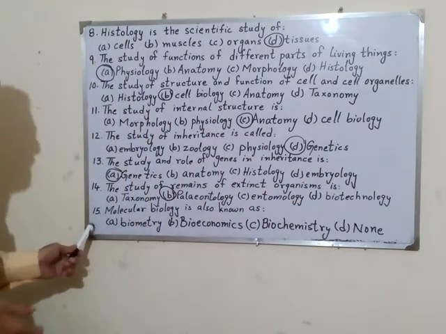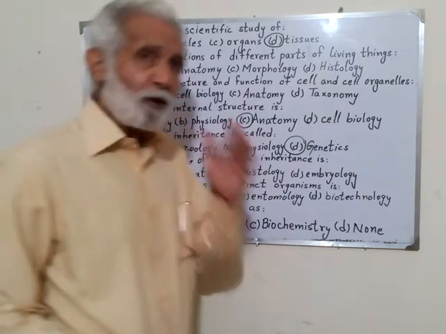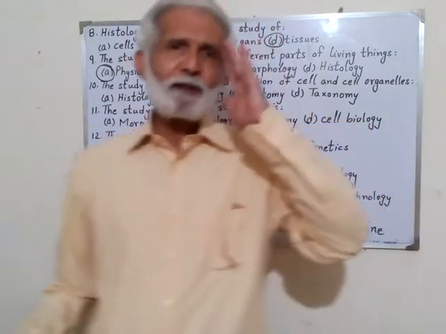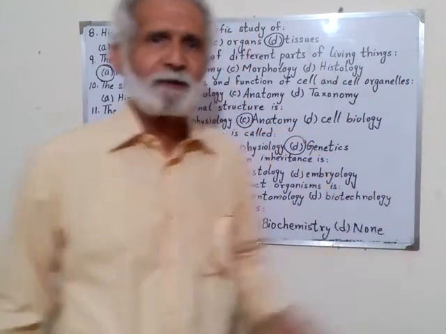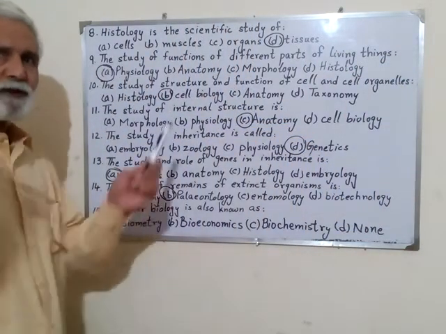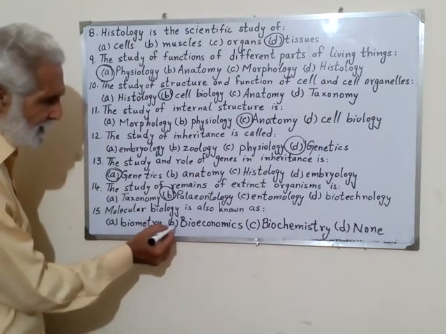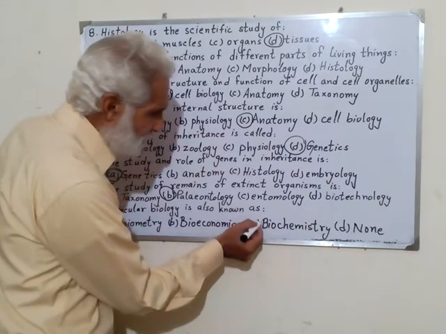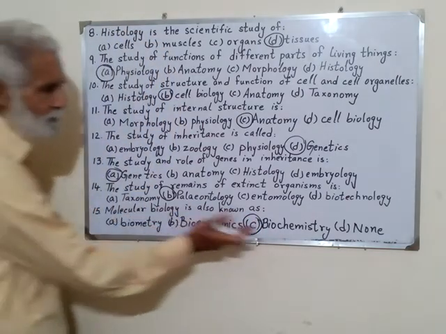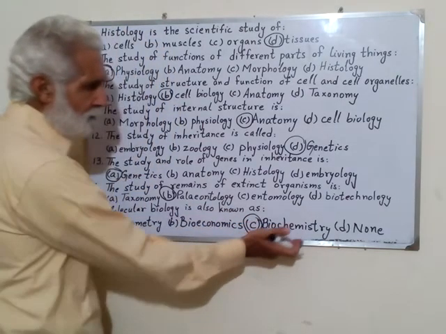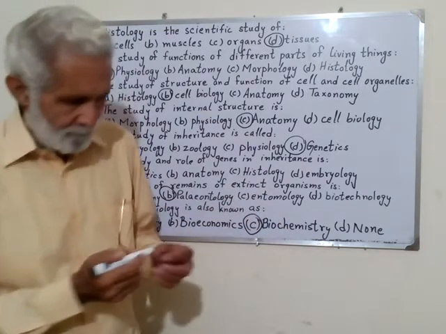Then comes 15, molecular biology. When we say molecular biology, naturally with molecule, which subject comes to your mind? That is chemistry. So that is, I told you the relation between different subjects. Biometry is not there, bioeconomics is not there, so biochemistry. Because of the study of molecular biology. So bio and chemistry. Biochemistry is the right choice for sentence number 15 and D is none.